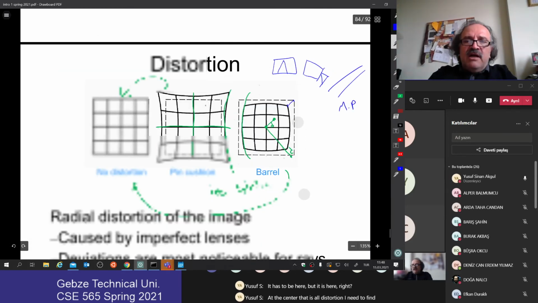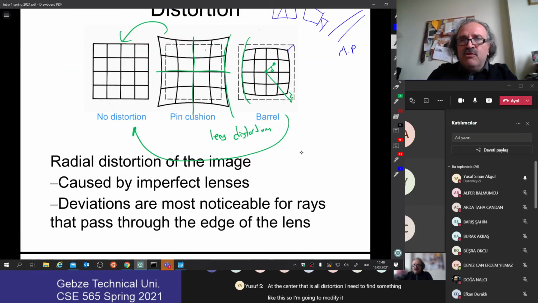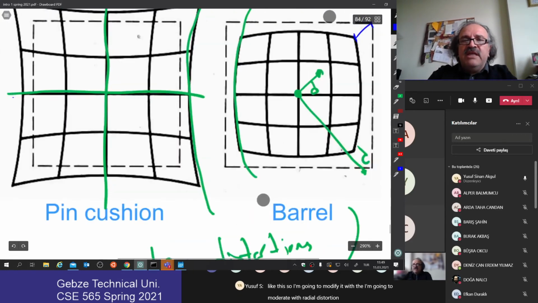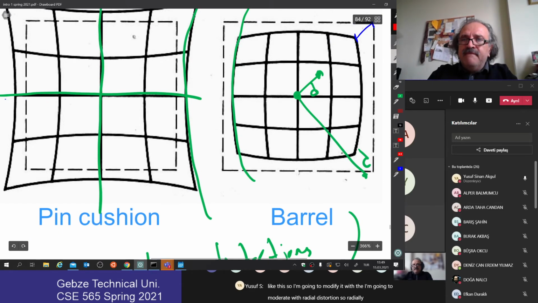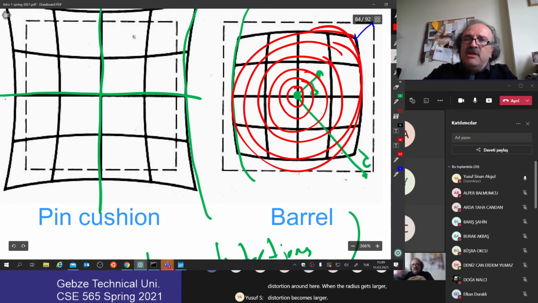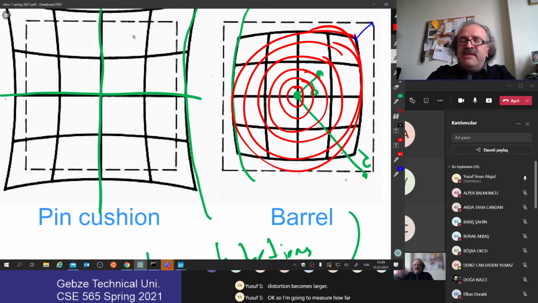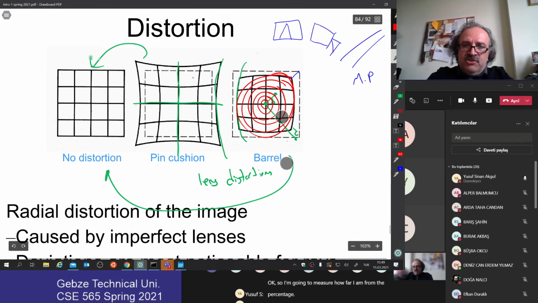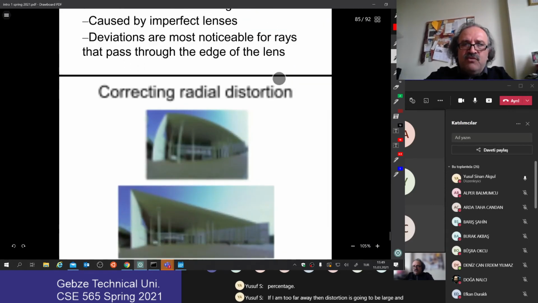So I am going to model it with radial distortion. So radially, no distortion around here. When the radius gets larger, distortion becomes larger. So I am going to measure how far I am from the center. If I am too far away, then distortion is going to be large. And they came up with this formula.